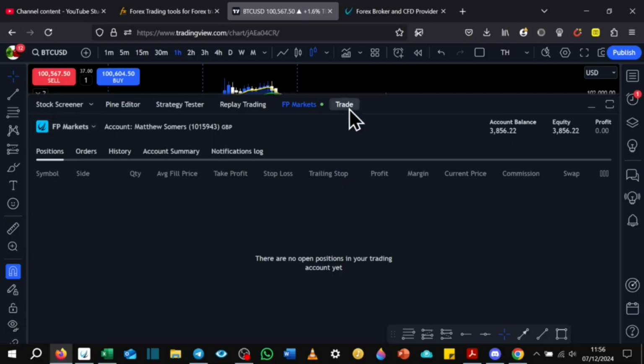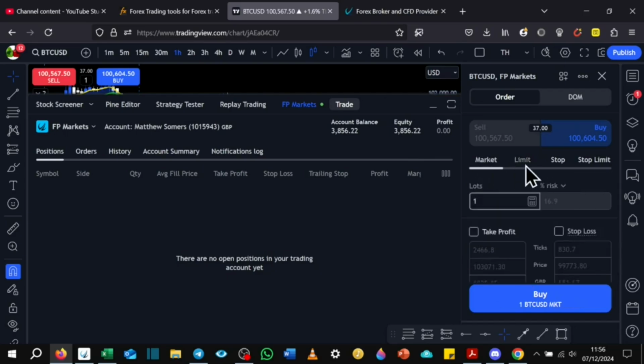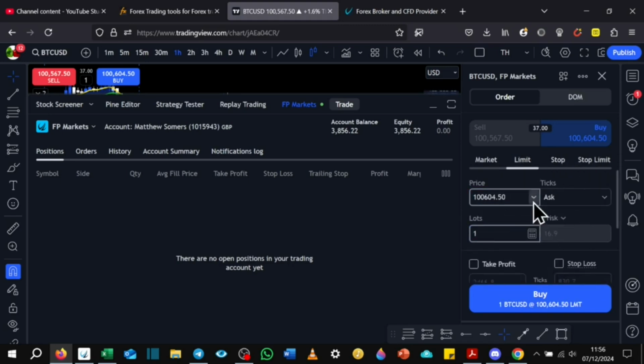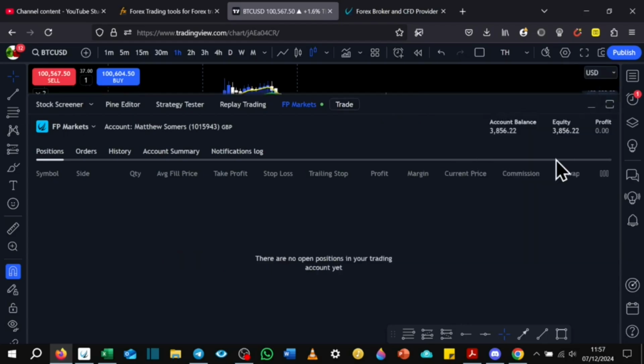And then if you click this trade button here, this brings up the trade panel, and it's pretty much similar to cTrader. You've got market execution, limit orders, stop orders, and stop limit. And we're going to be diving into all of this and how to properly place the trades. But that's how you connect cTrader to TradingView.